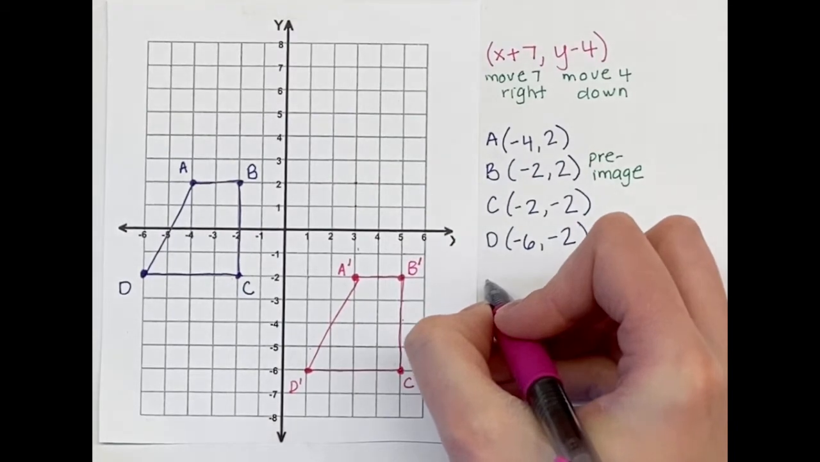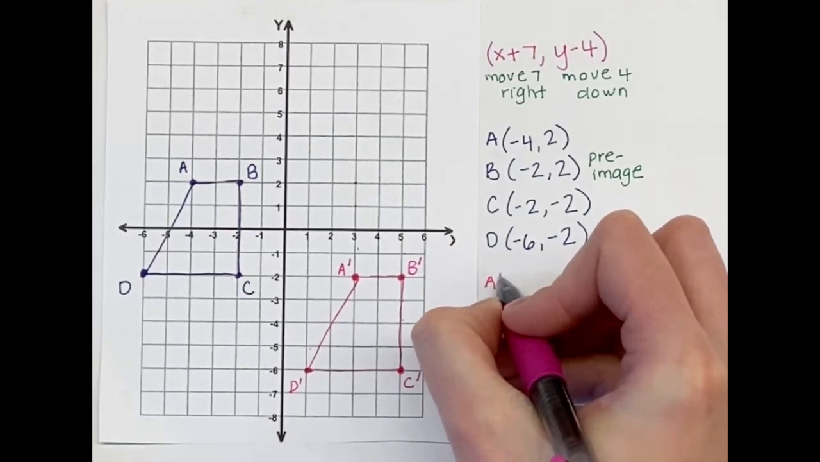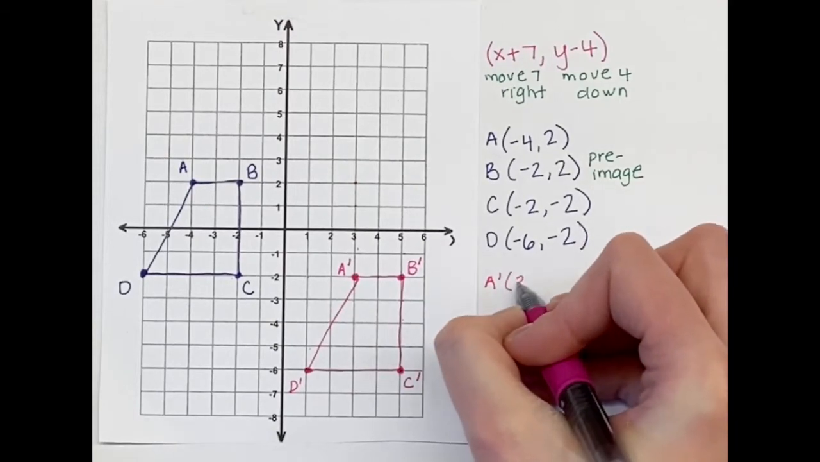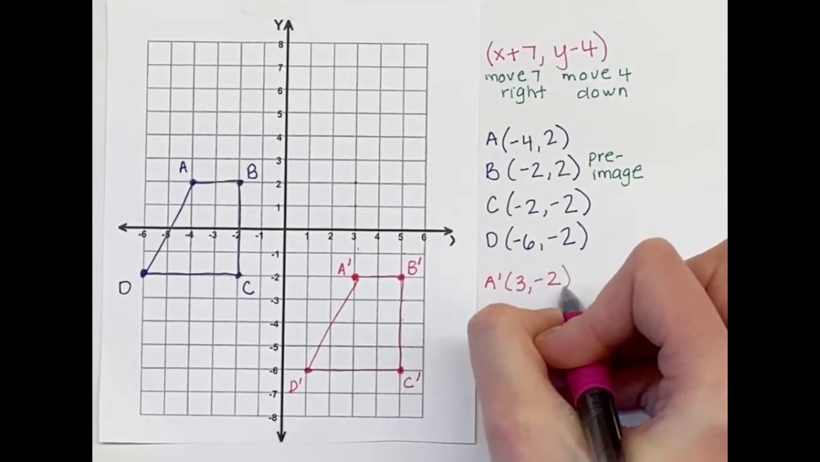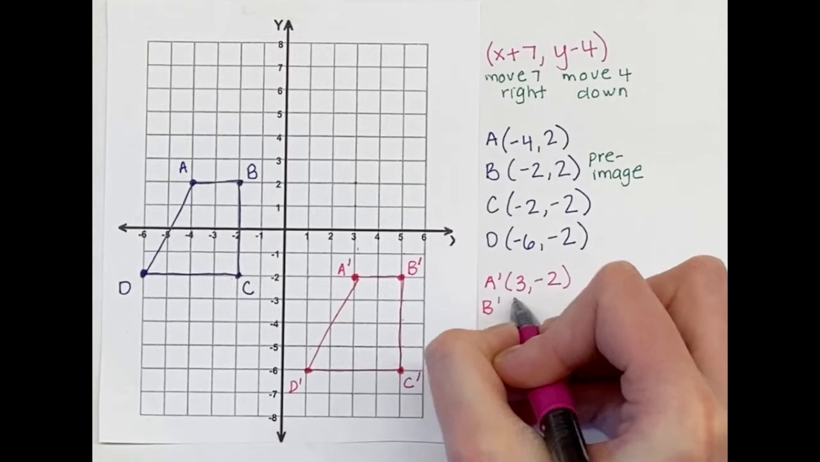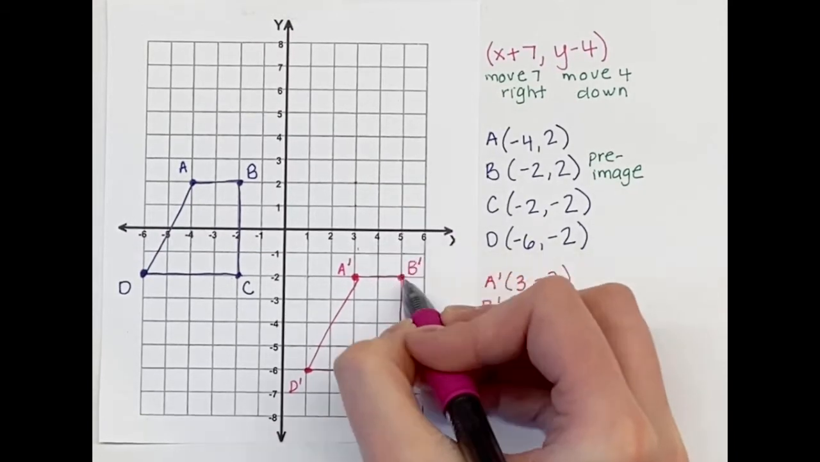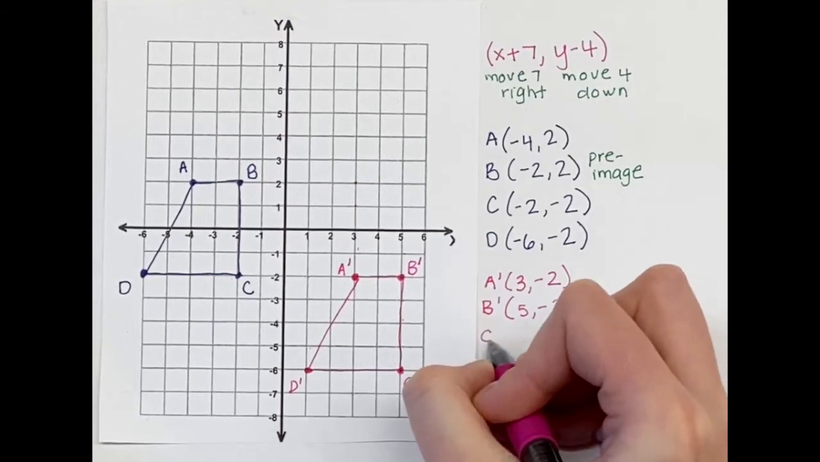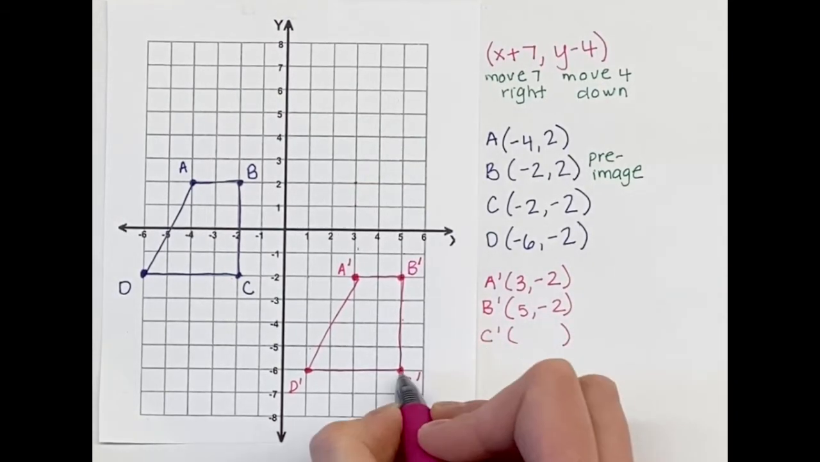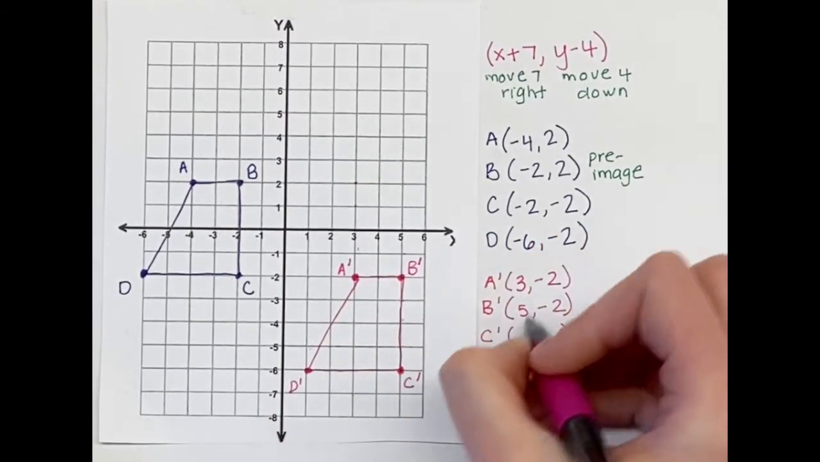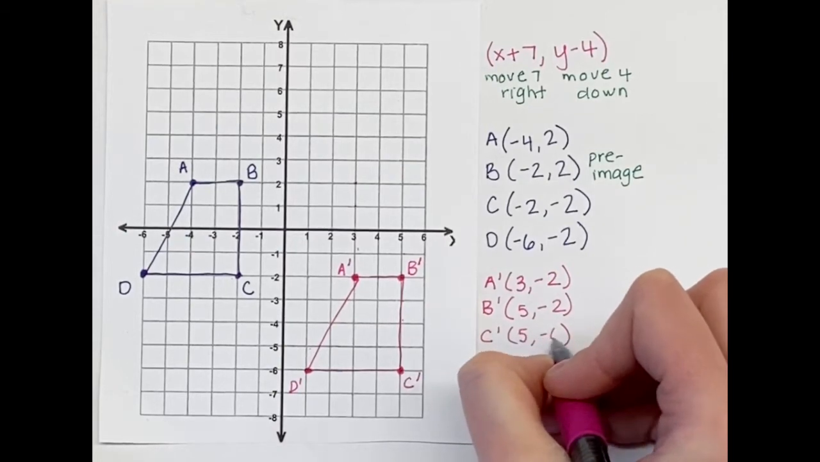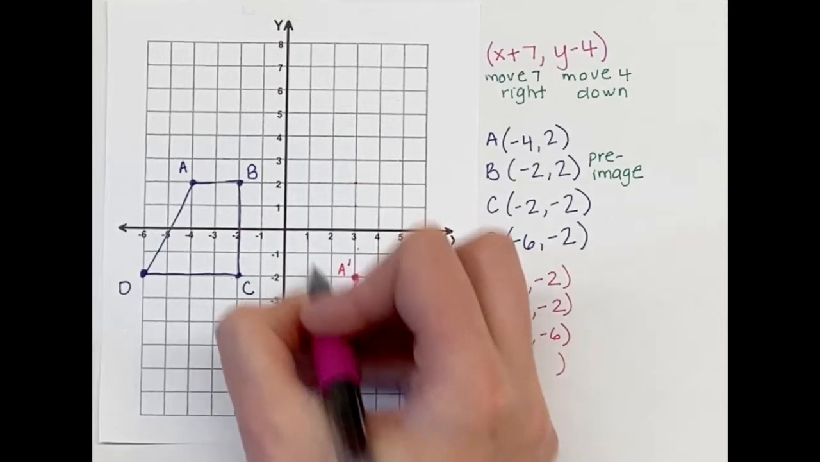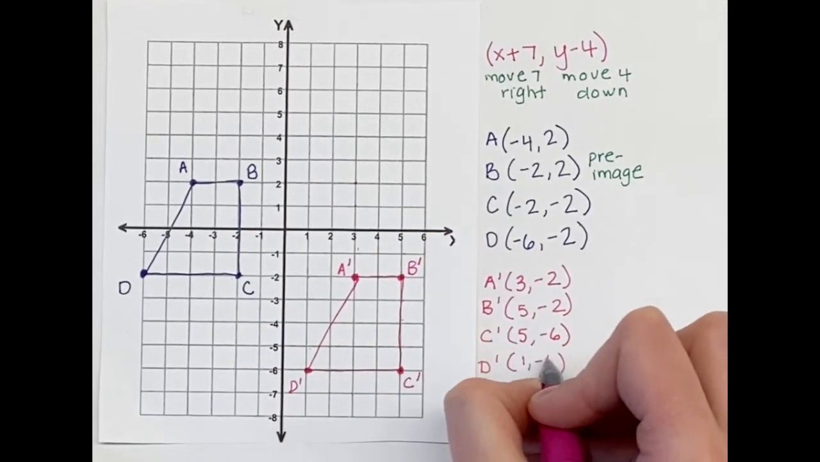Let's write our new coordinates. So A prime is at 3, -2. B prime here is at 5, -2. C prime is at 5, -6. And D prime is at 1, -6.